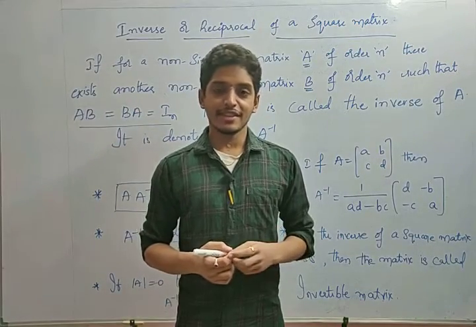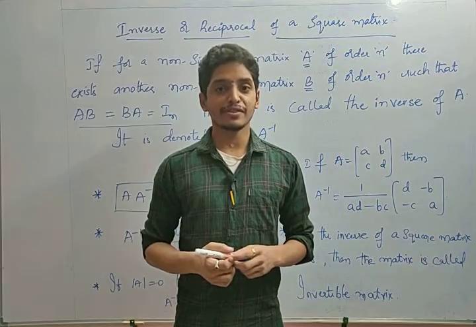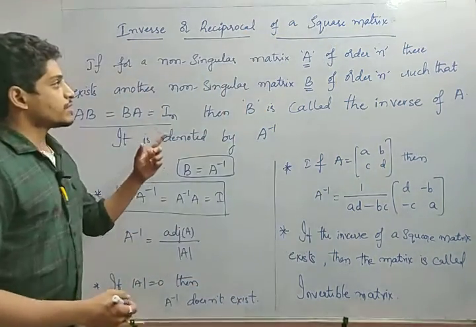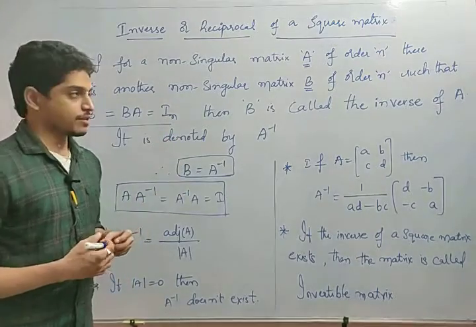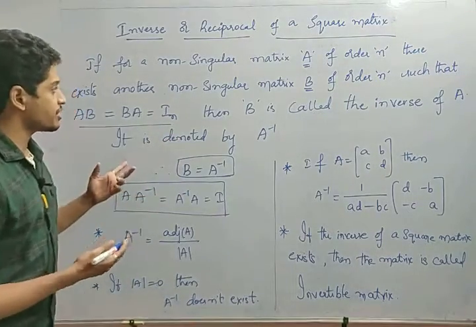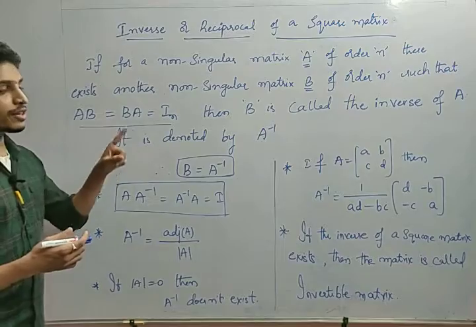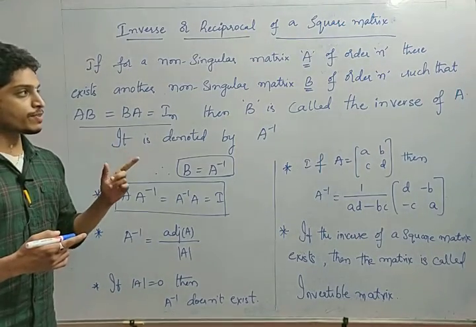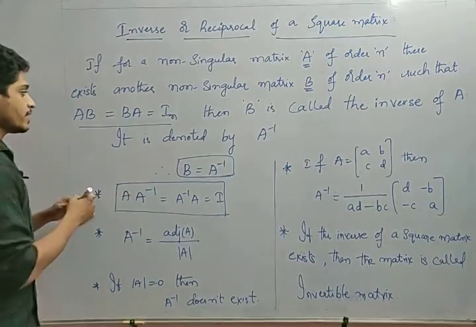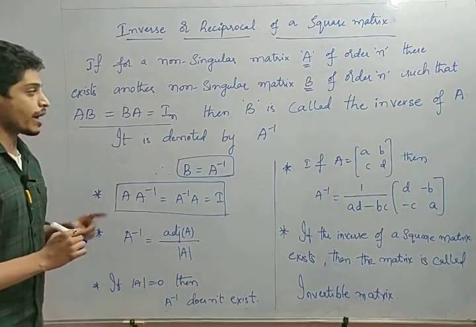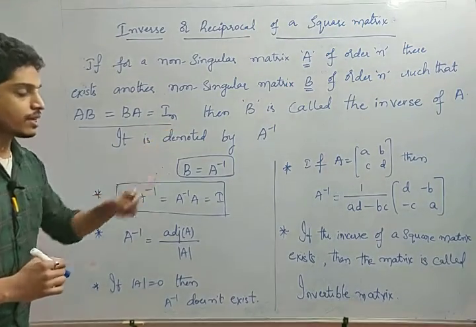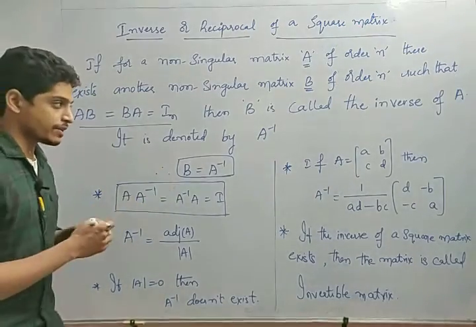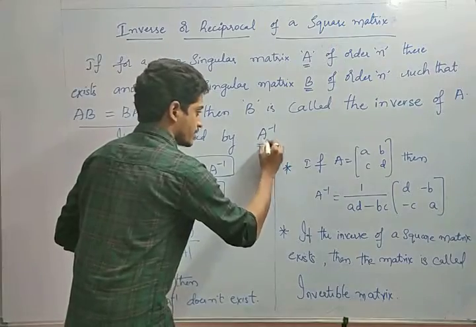Now friends, let us see a new topic which is called inverse of a square matrix. Okay, let's see. Inverse or reciprocal of a square matrix. What do you mean by this? The definition here is, if for a non-singular matrix A of order n, there exists another non-singular matrix B of order n such that AB equals BA equals the identity matrix of order n, then B is called the inverse of A. It is denoted by A inverse, A power minus 1, A minus 1.